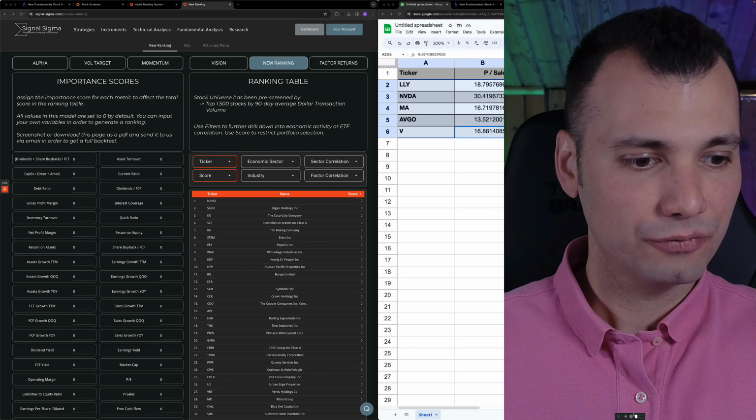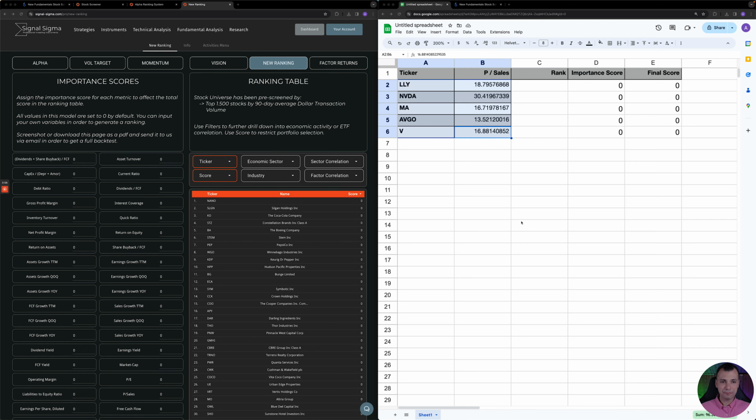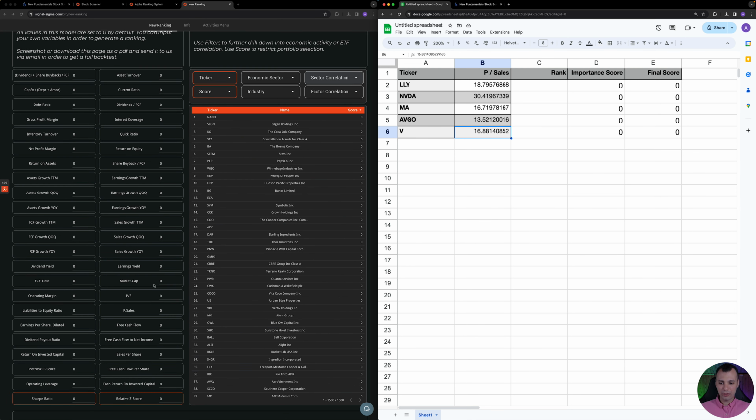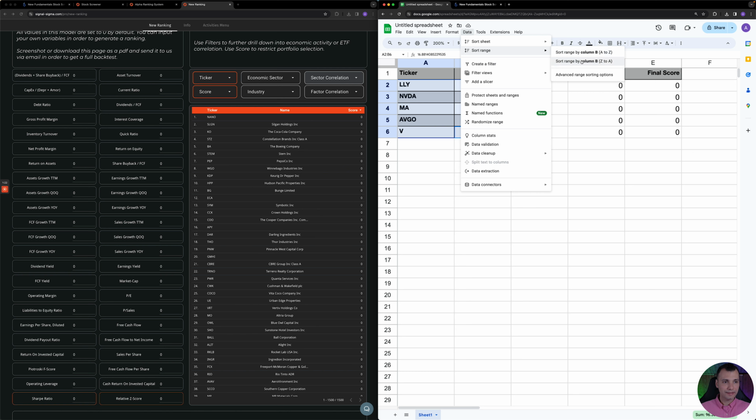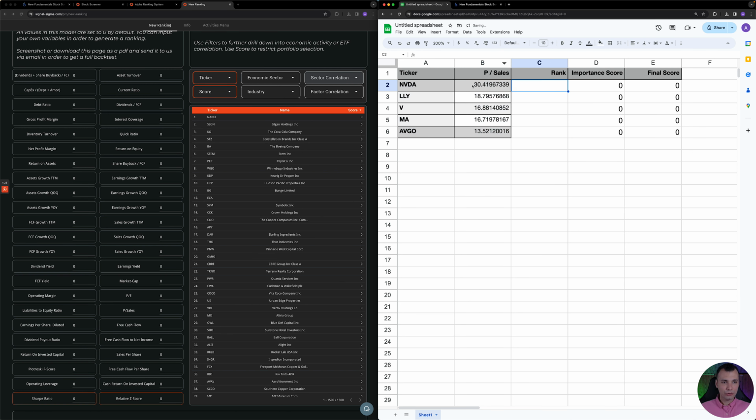this logic. So first of all, let me make myself smaller, and let's say that we are working with this exact subset of stocks: Eli Lilly, Nvidia, MasterCard, Broadcom, and Visa. And we have considered the price to sales for these particular stocks. Now, what our system does, it takes these stocks and their price to sales, and first it organizes them so that the stock with the highest price to sales is at the top and the stock with the lowest price to sales is at the bottom.